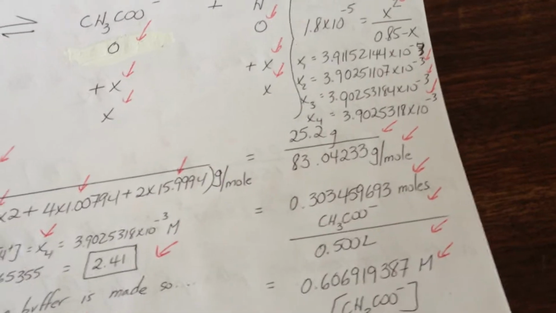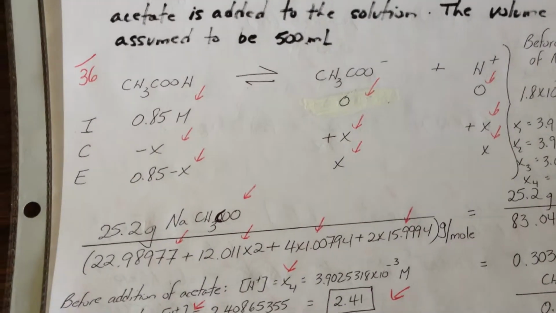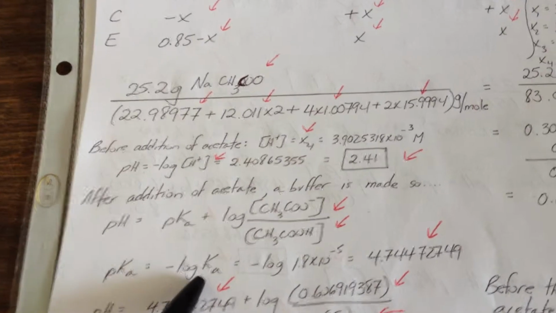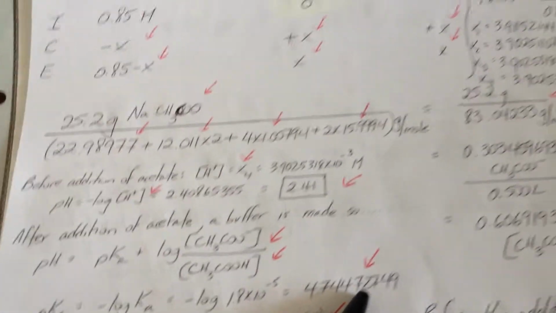And where did we do that? I think I may have not included that in the calculation. Oh, here it is. pKa is equal to negative log of Ka, negative log of 1.8 times 10 to the minus 5. There's the pKa value.